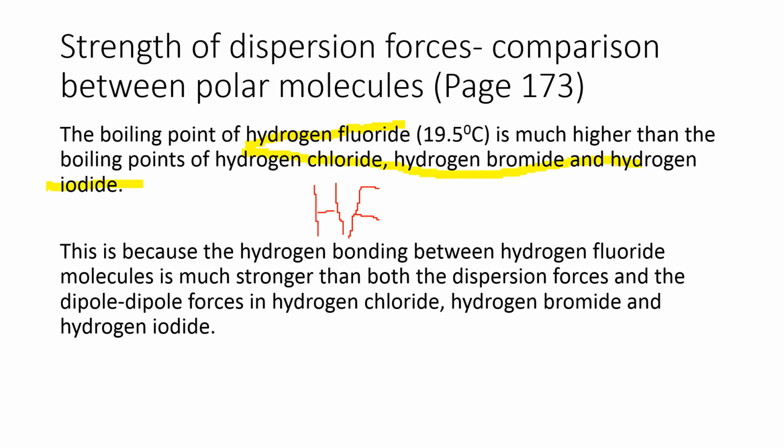From the last slide, we said that out of hydrogen chloride, hydrogen bromide, and hydrogen iodide, hydrogen iodide has the highest boiling point because it has the greatest dispersion force. But when we compare to hydrogen fluoride, because hydrogen fluoride can form dipole-dipole force, it can have hydrogen bonds, and it can also have dispersion force, the hydrogen bond plays a very big role. It says hydrogen bonding between hydrogen fluoride molecules is stronger than the dispersion force and the dipole-dipole forces in hydrogen chloride, hydrogen bromide, and hydrogen iodide. That is the reason why, if you compare hydrogen fluoride, hydrogen chloride, hydrogen bromide, and hydrogen iodide, we know that hydrogen fluoride has the greatest boiling point.